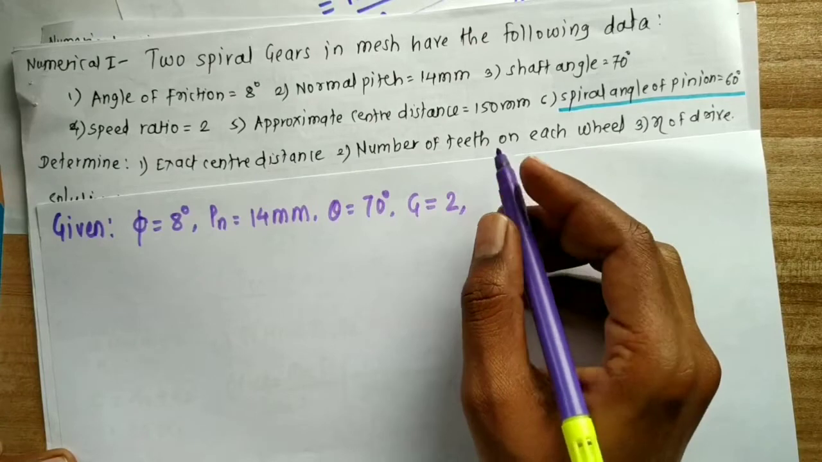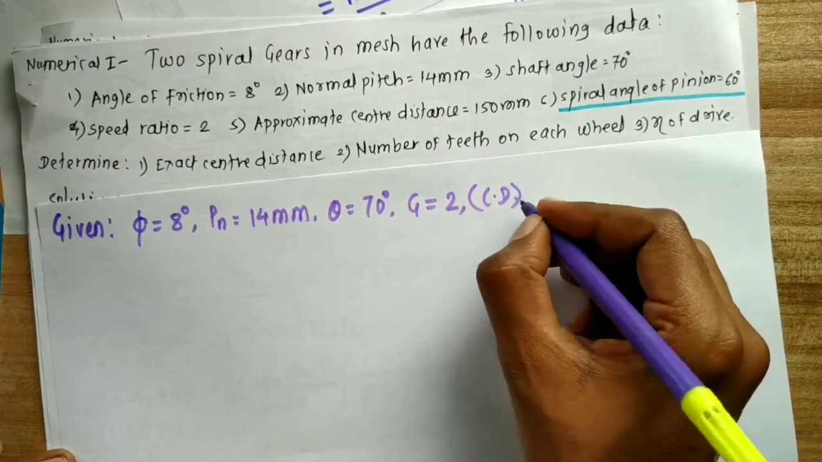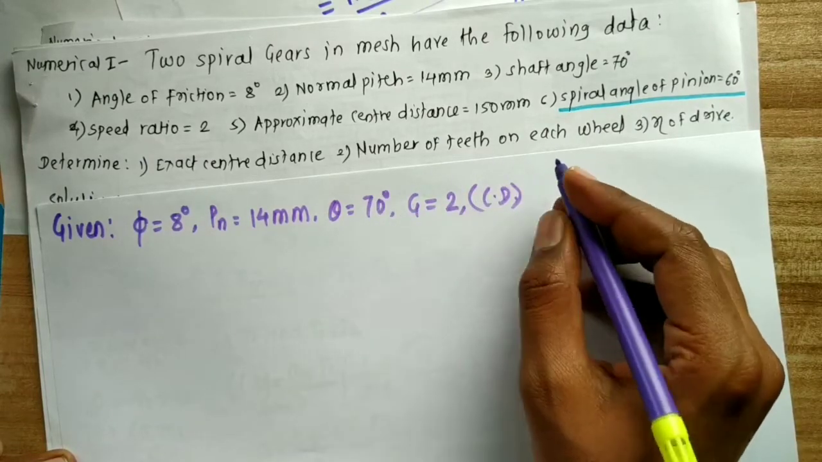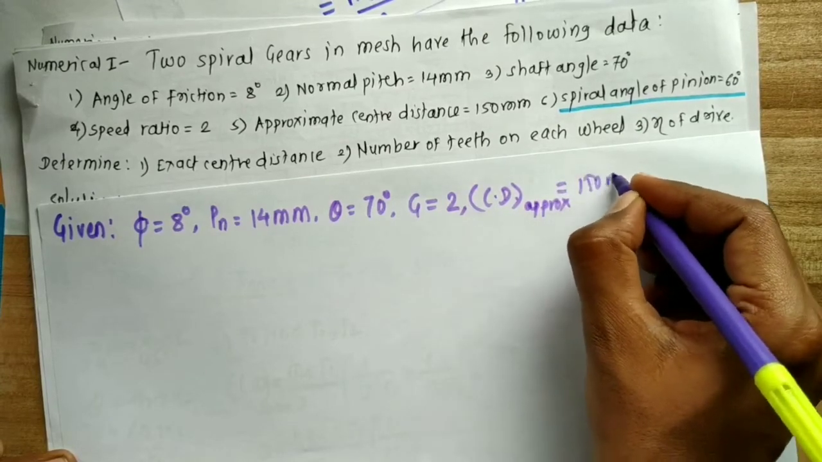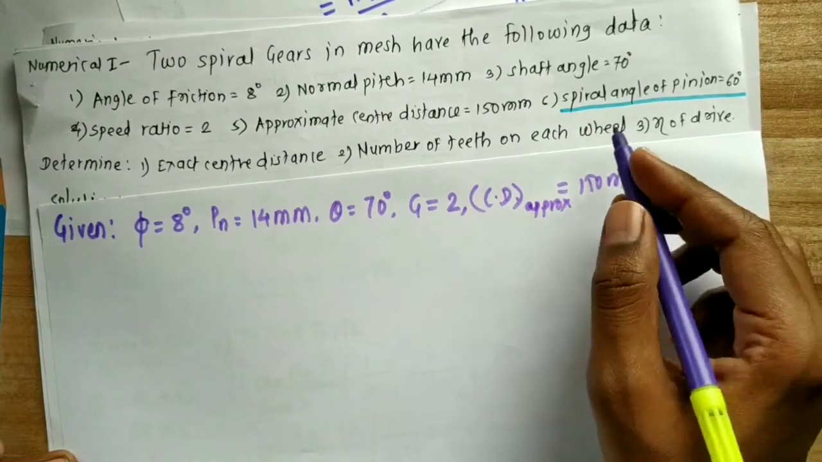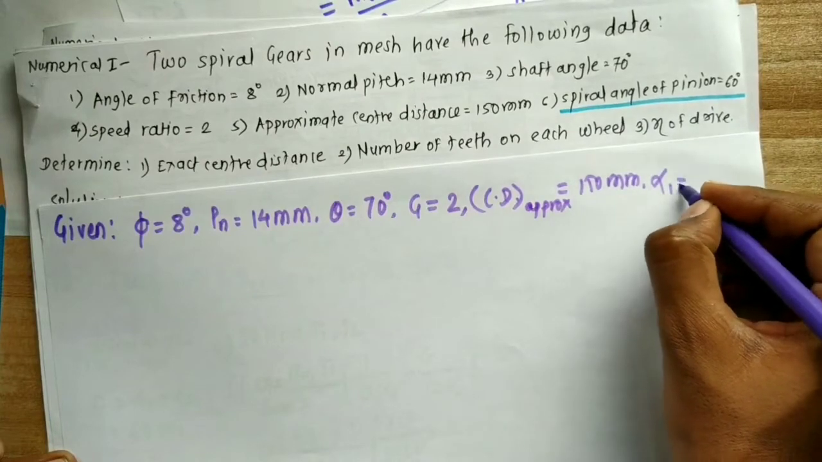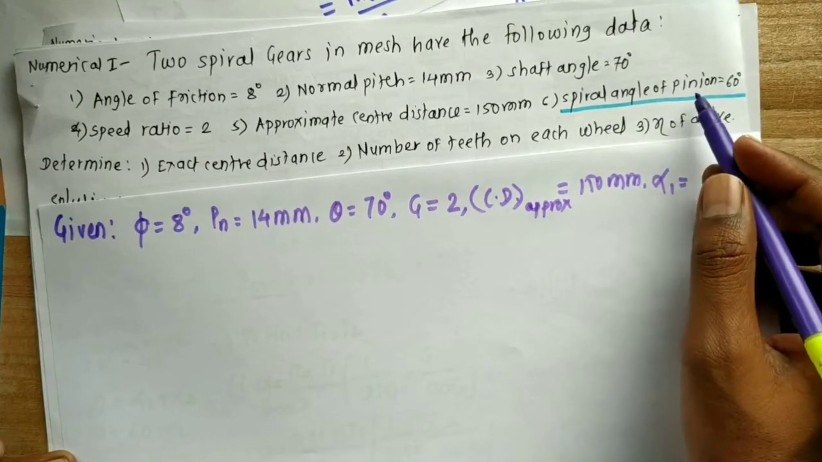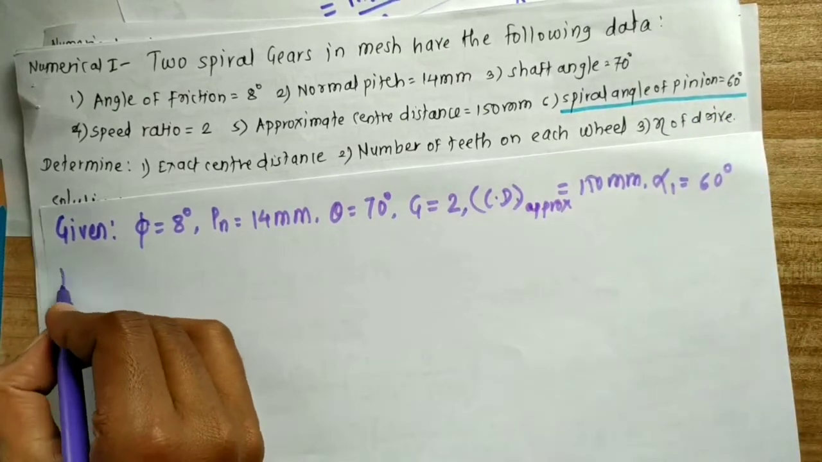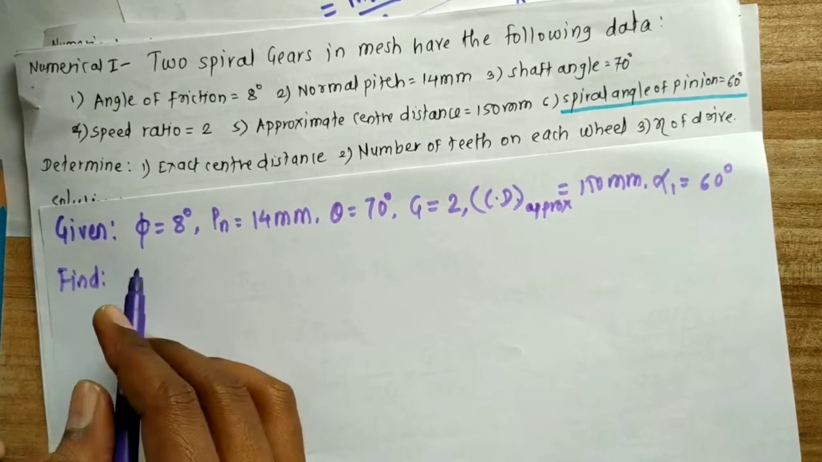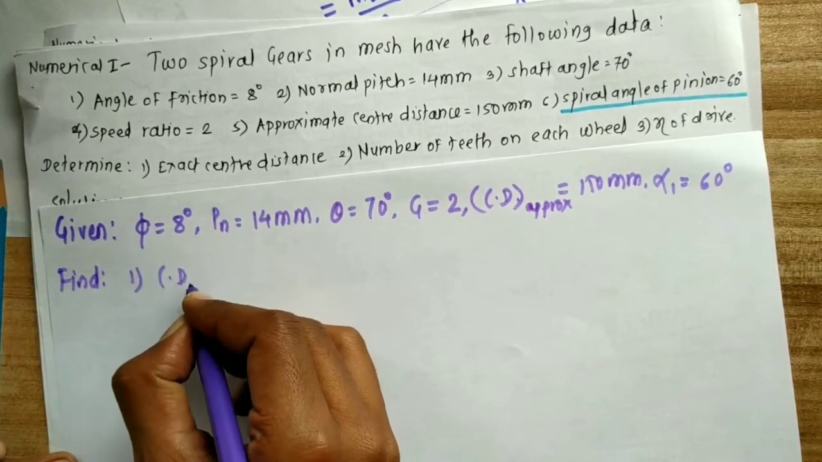Approximate center distance, this is a very important thing here. Whenever approximate center distance is given, we need to find out the exact center distance. Okay, first we'll write this, that is approximate center distance, CD approx is equal to 150 mm. Next, spiral angle of the pinion. This I also highlighted because based on this we'll decide how to solve. So alpha 1, as it is the pinion I take notation 1, therefore alpha 1 is equal to 60 degree. And what to find out is to determine the exact center distance. So I have to find out first CD exact.